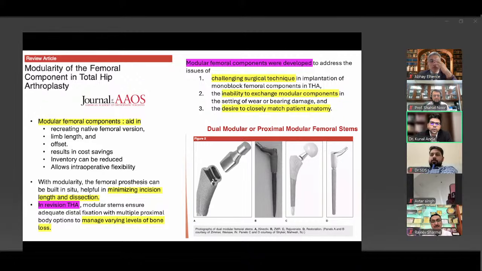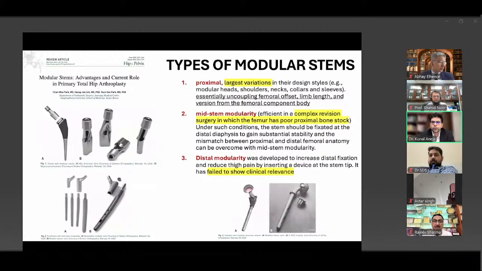So talking about the femoral modularity, femoral stem modularity was developed because there were challenges with the surgical technique of a monoblock stem. In a monoblock stem, there was inability to exchange the components, be it due to wear and tear or a revision scenario. And finally, we wanted a better match for the patient's anatomy. It helped in recreating the femoral versions, leg lengths, offsets, decrease the inventory, the costs, and allows intraoperative flexibility. For reducing the surgical site incision and dissection, this is useful. And in revision scenarios, we can manage various aspects of bone loss.